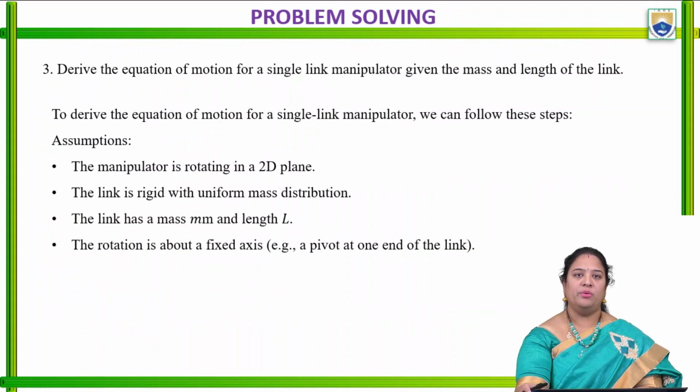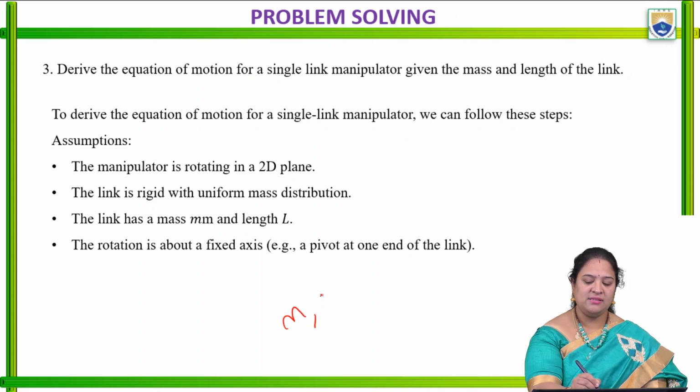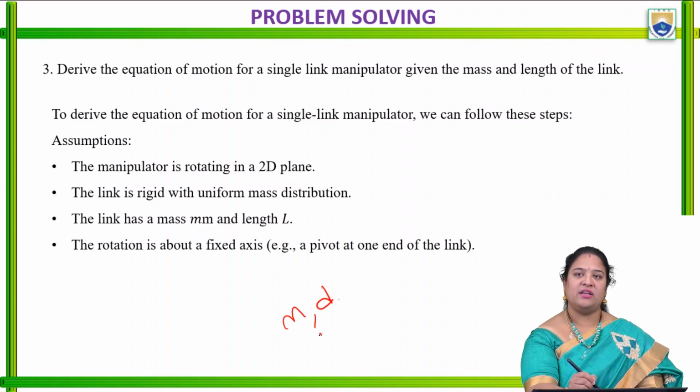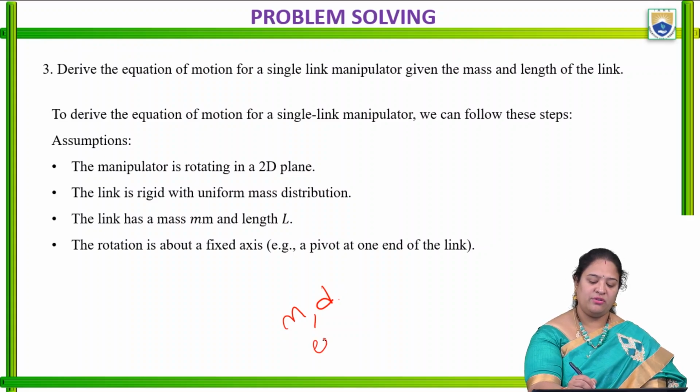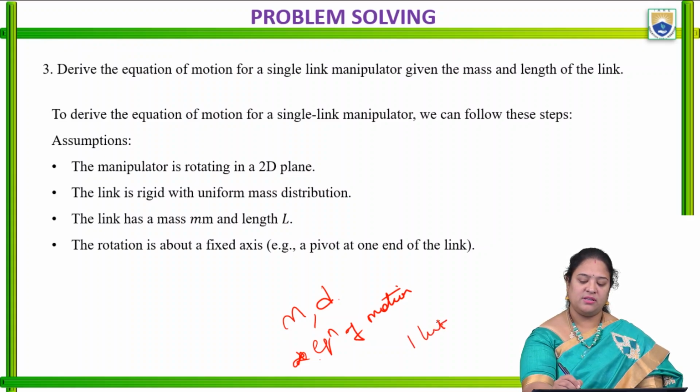Moving on to the third problem. Derive the equation of motion for a single link manipulator given the mass and the length of the link. When we consider the mass and the length, that is distance, we can take it as the length. We need to find out the equation of motion. So, how will we find that out for a single link manipulator?